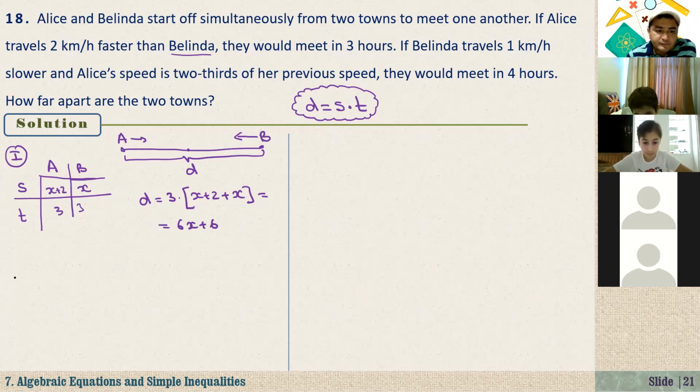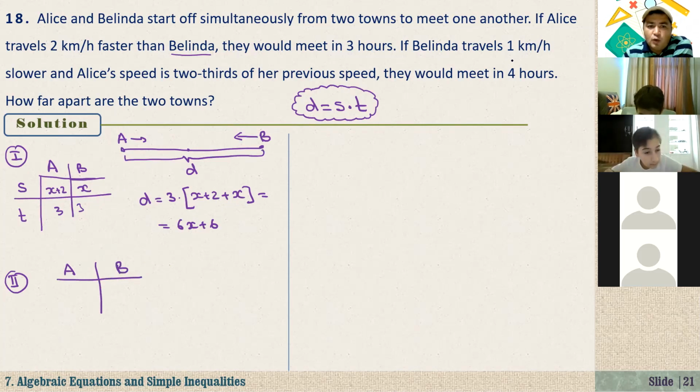Now, the second one. In the second part, it says that if Belinda, again, here we have A, and here we have B, all right? If Belinda travels 1 kilometer per hour slower, what is Belinda's speed now? Her speed is x minus 1. The previous speed is x. And Alice's speed is 2/3 of her previous speed. What was her previous speed? It is x plus 2, right?